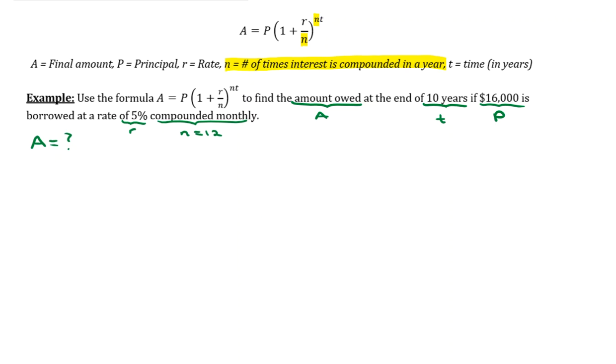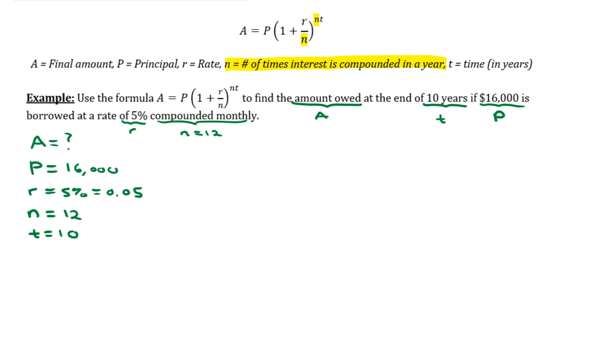All right, so let's continue this little laundry list off to the side. We have P, I'll write out next, which is 16,000. R is 5%, but we know we want that in decimal format, 0.05. We do have a value of N in this case, it's 12. And then we have a value of T, which is 10.